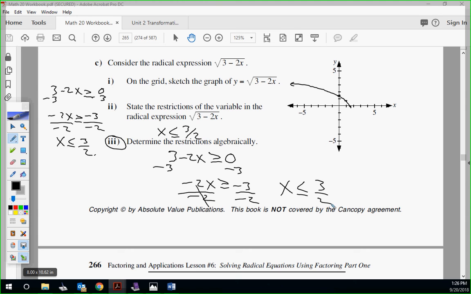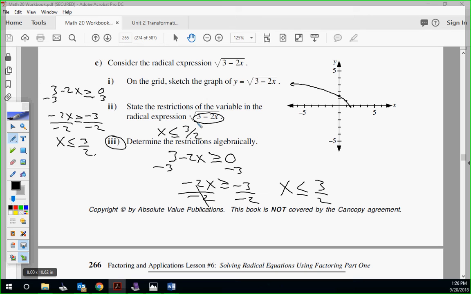And also, do we just take away the little radical thing? Yes. For final restrictions, we just know that inside the radical, we want it to be positive. That's what this means. Inside the radical, positive.